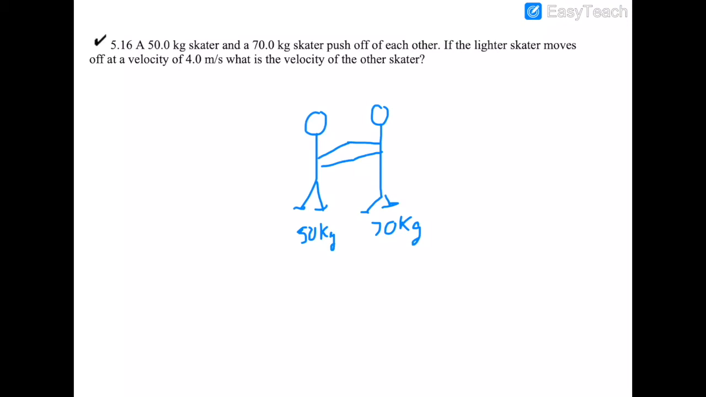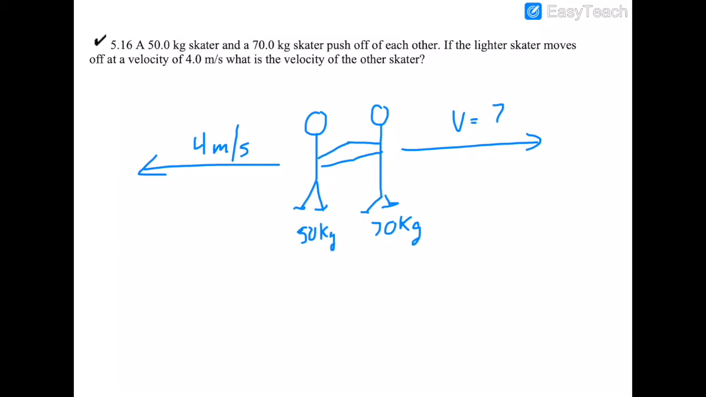If the lighter skater moves off at a velocity of 4 meters per second, and this will be a 4 meters per second vector, what is the velocity of the other skater? So we're trying to figure out the velocity of this skater. The way we do these problems is conservation of momentum. We do everything pretty much the same way. We need to figure out the momentum of both skaters before the collision, and then set that equal to the momentum of both skaters after the collision.